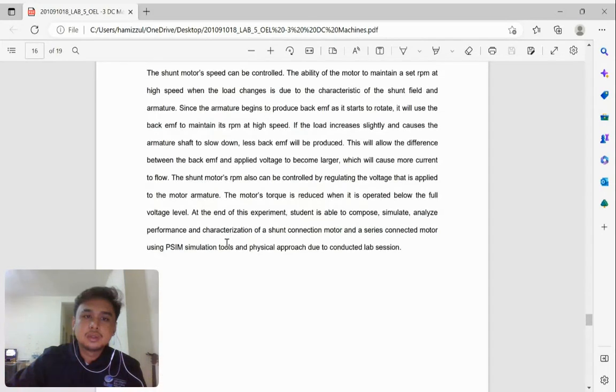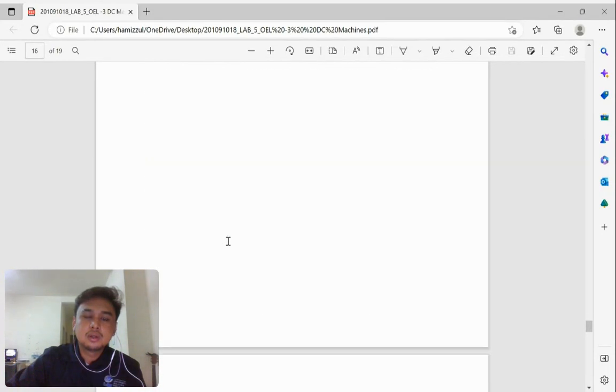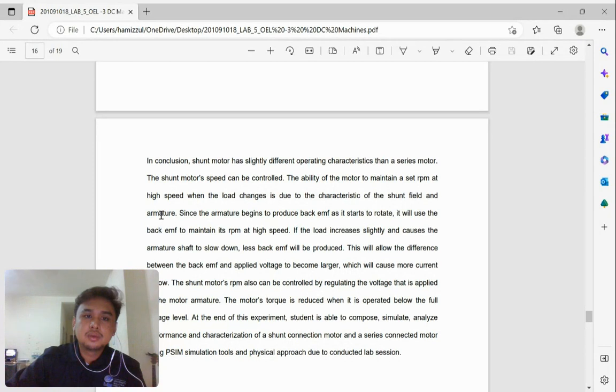So this is the conclusion. For this OEL, the shunt motor has a slightly different operating characteristic than a series motor. So the shunt motor speed can be controlled. The ability of the motor to maintain a set RPM at high speed when the load changes is due to the characteristic of the shunt field and armature.